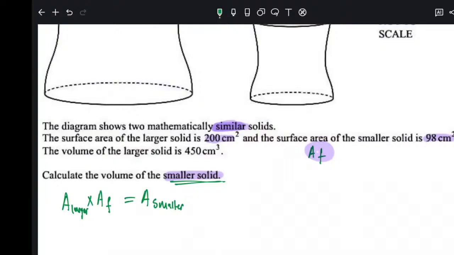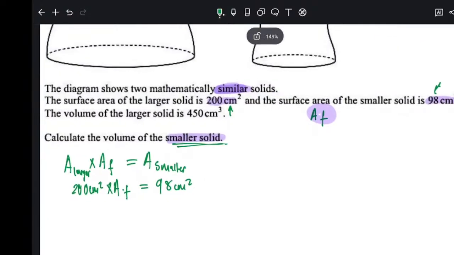Are we together? Why did you use areas and why didn't you use volumes? Because volumes are for step 2. Areas are for step 1 because that's the one we've been given for both. So now what is the area of the larger? You look, there's 200 and there's 98. Obviously the other one is 200. So 200 centimeters squared times area factor gives you the area of the smaller one, 98 centimeters squared.